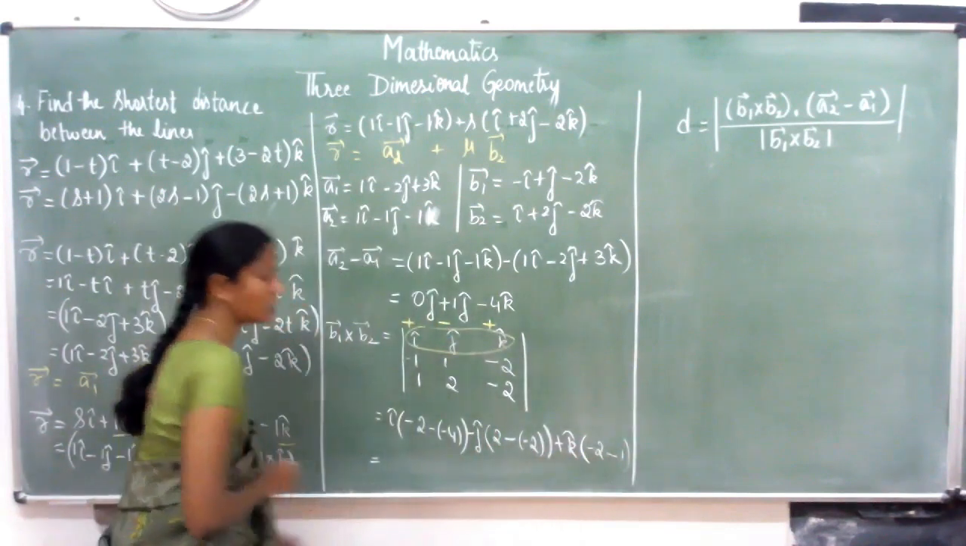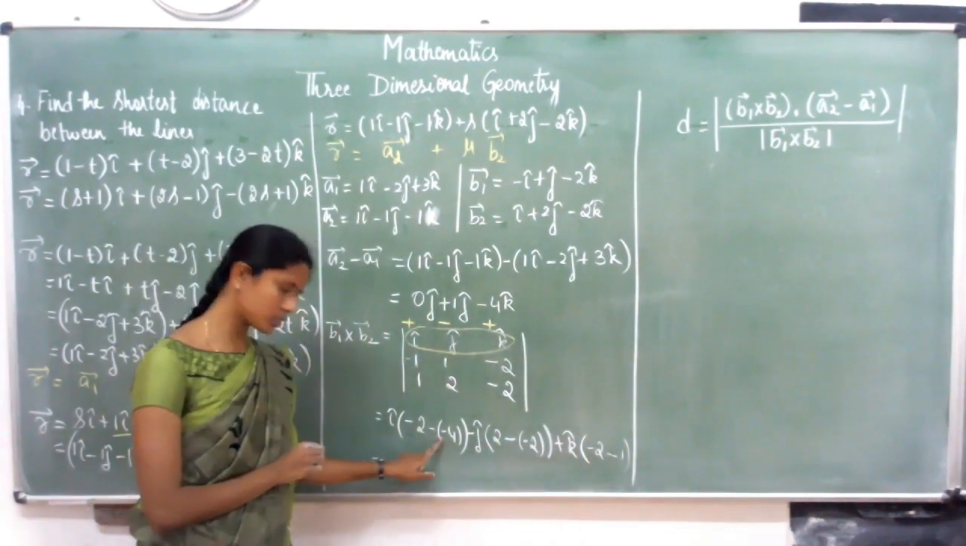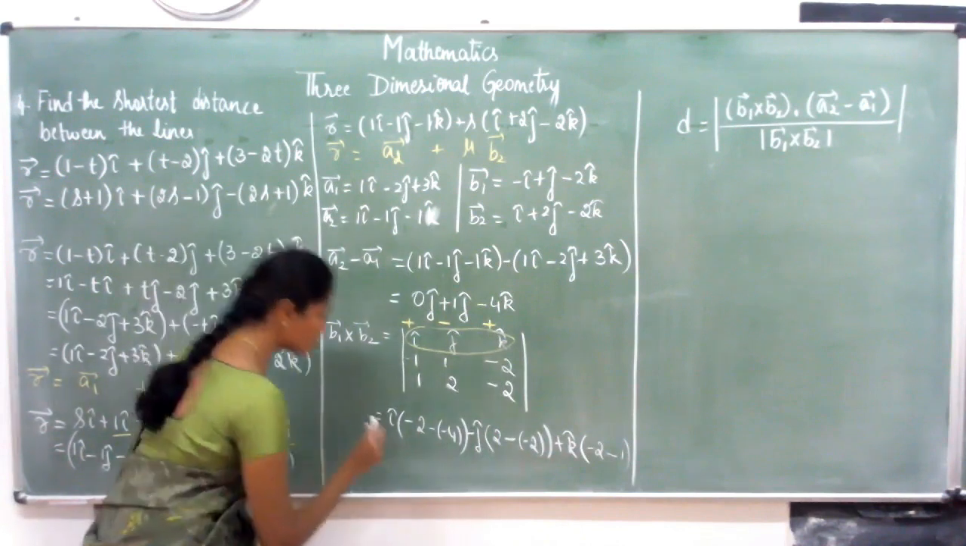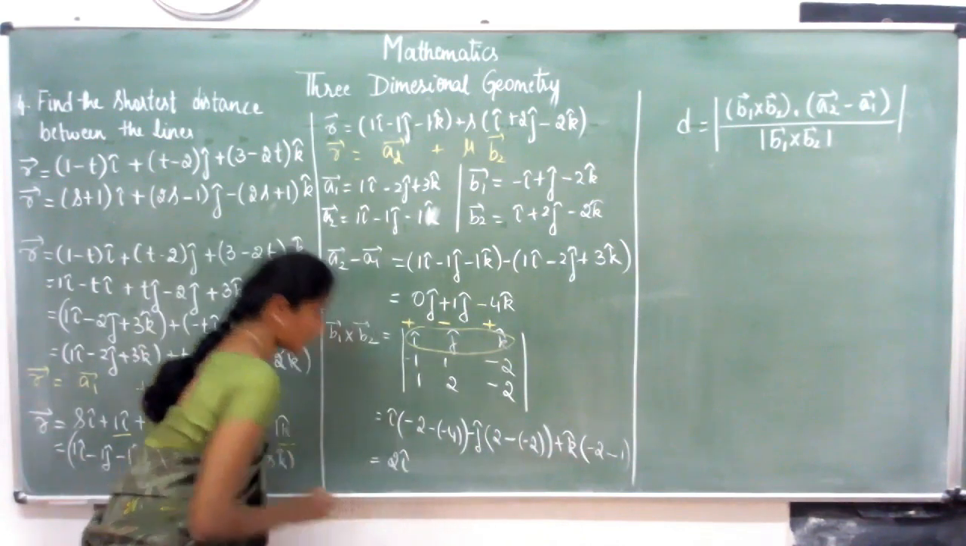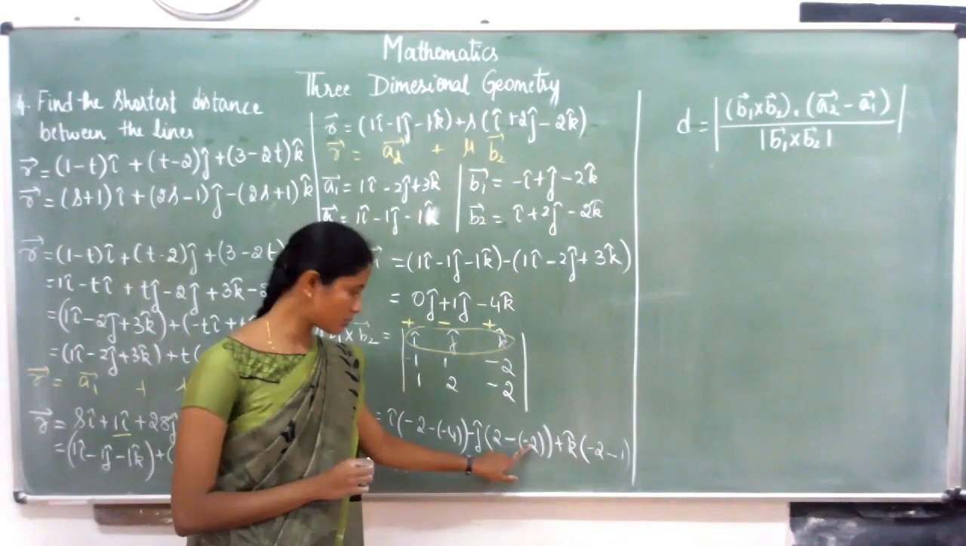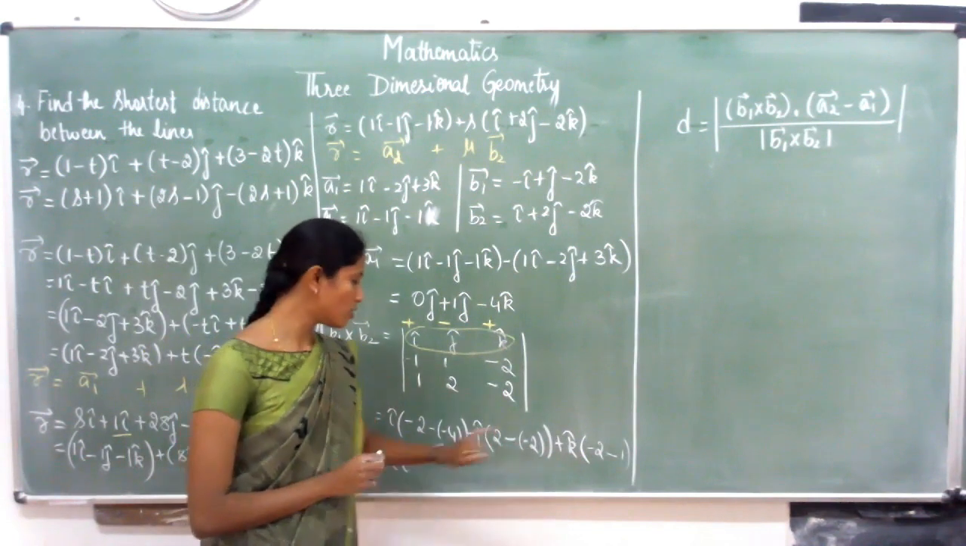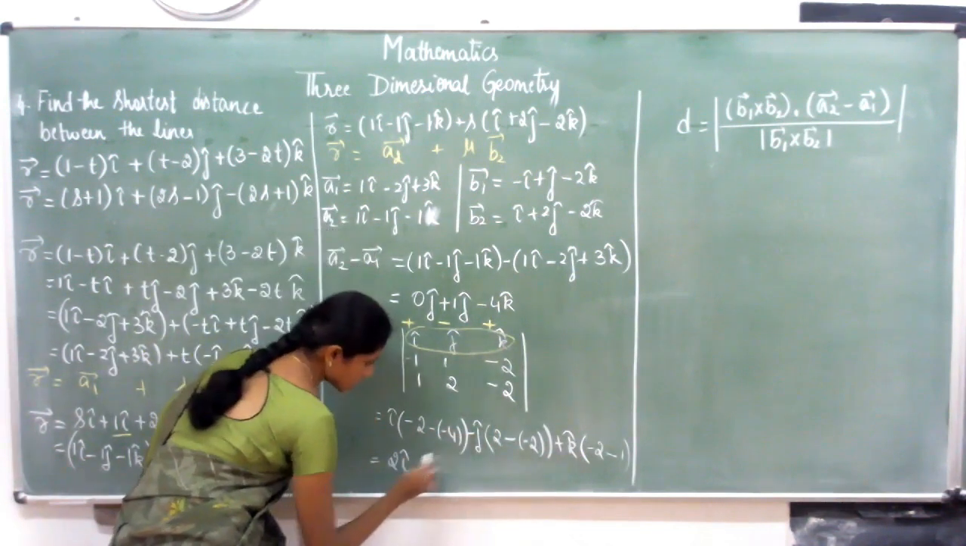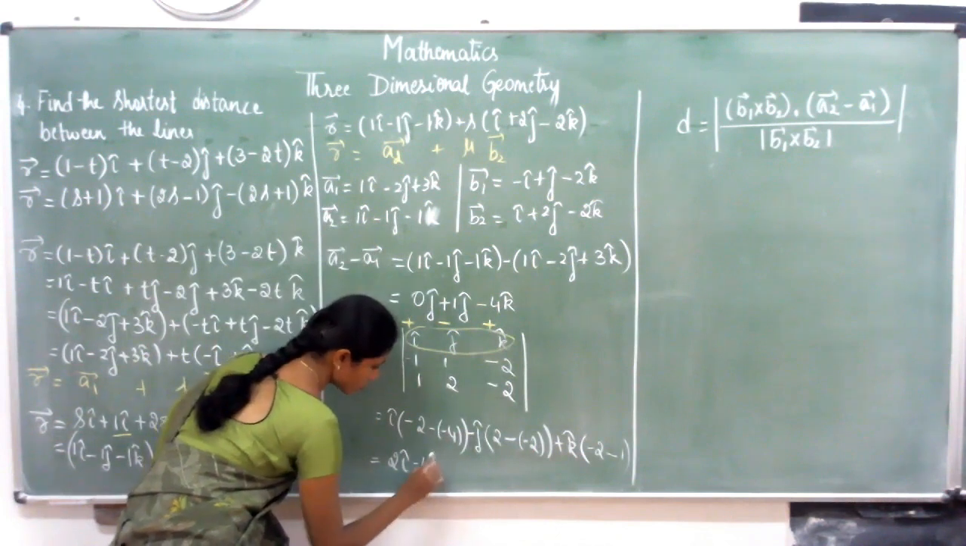Therefore, this is equal to minus 2 plus 4, which is plus 2 i cap. Then minus 2 minus and minus plus, so 2 plus 2, which is 4, into minus j cap, giving minus 4 j cap.